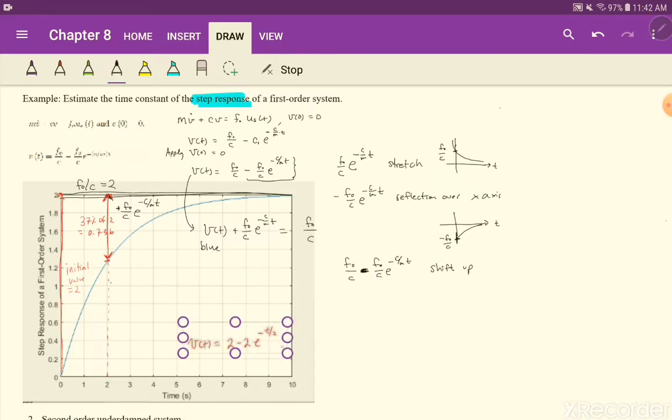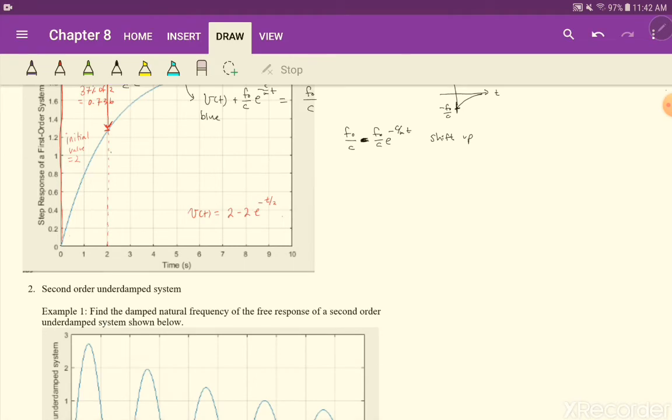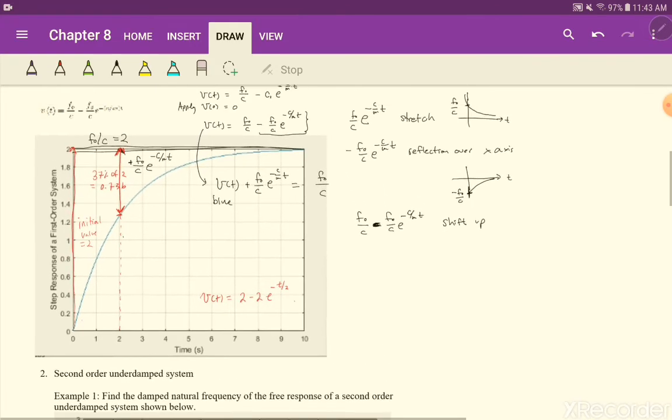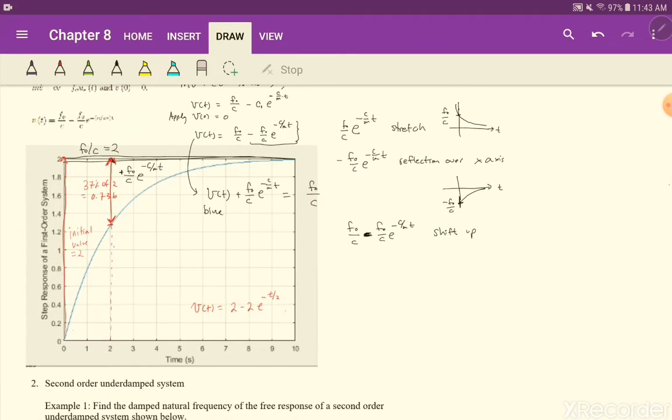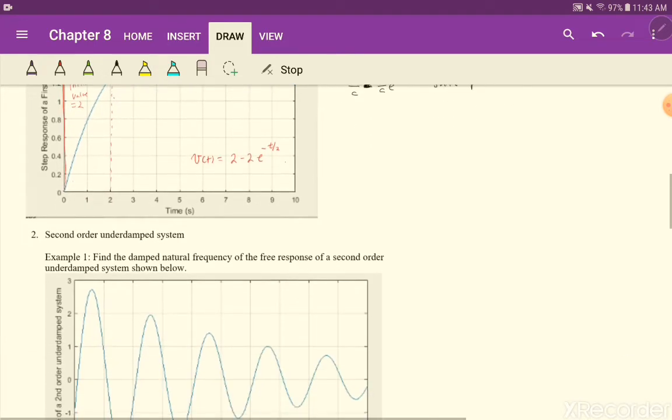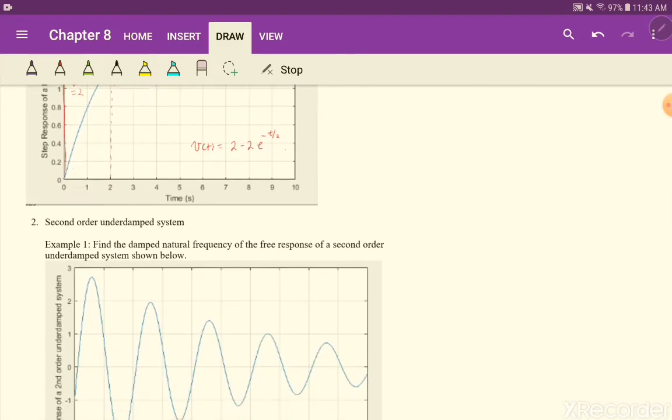Okay, so let's think. Whenever you have a step response, you have to read the 1 minus e to the negative t, because the exponential function is actually the gap between the total response and the steady state response. So let's move on to the second order underdamped system.